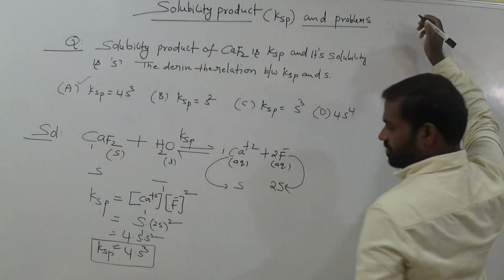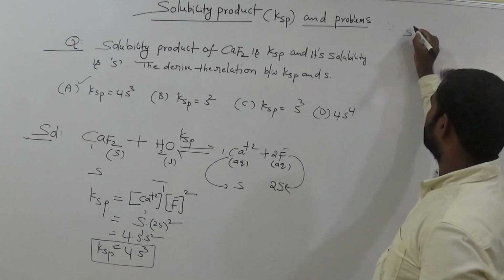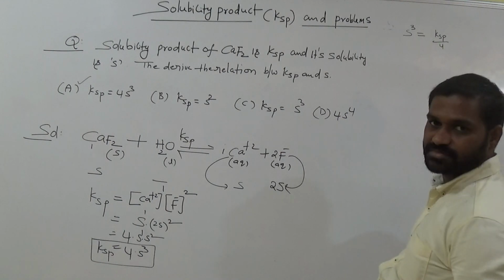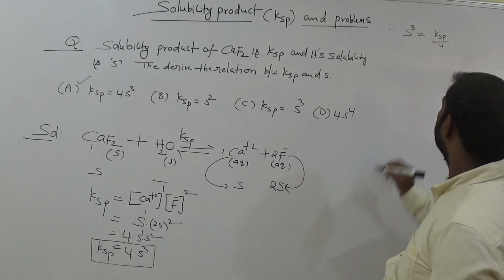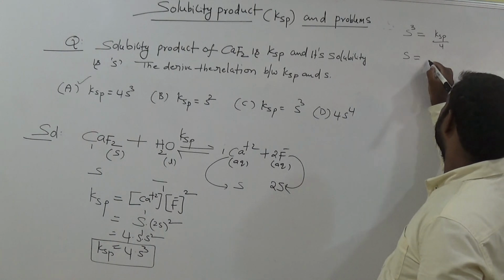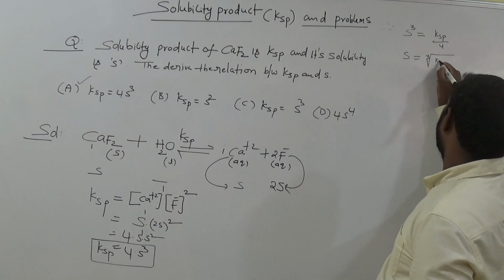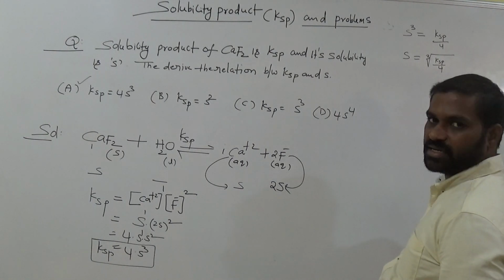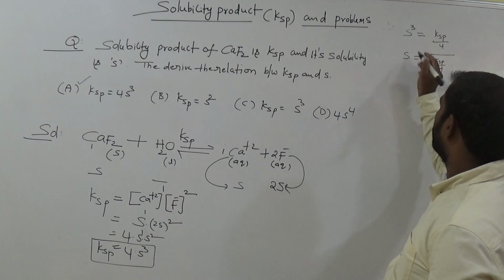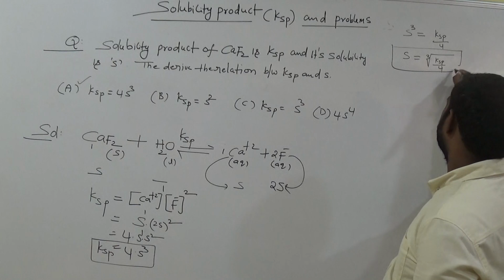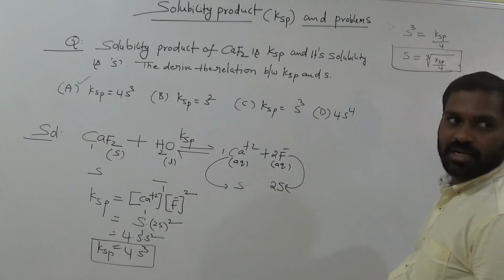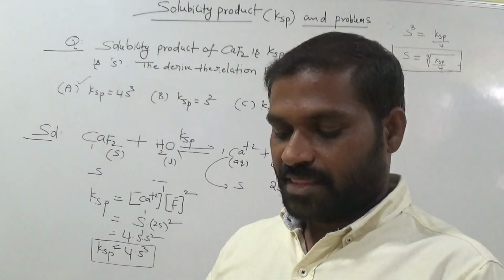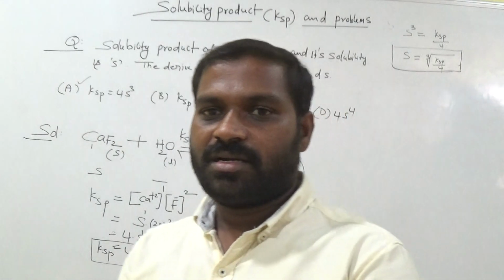Now from that, we have the expression S cube equals Ksp by 4, am I right? Clear, everyone? And S equals how much? The third root of Ksp by 4, am I right? Clear? Third root, not square root. Okay? Clear, all of you? And next.